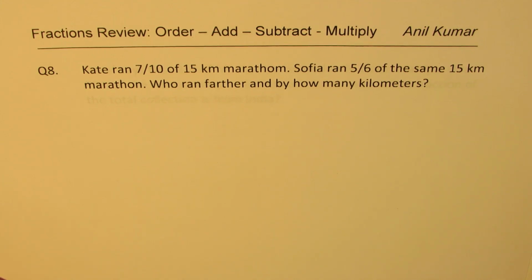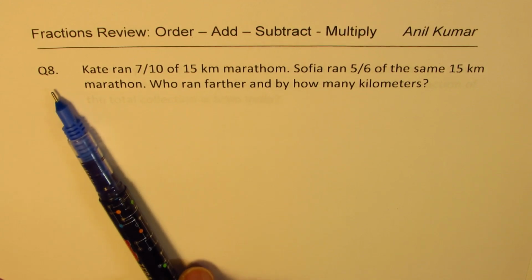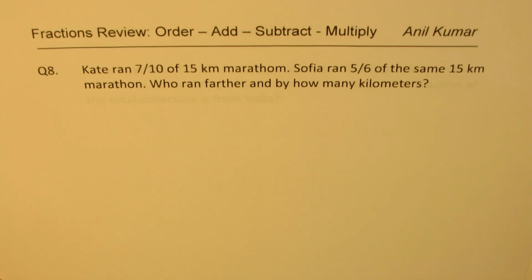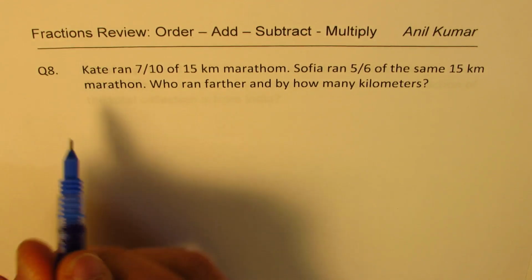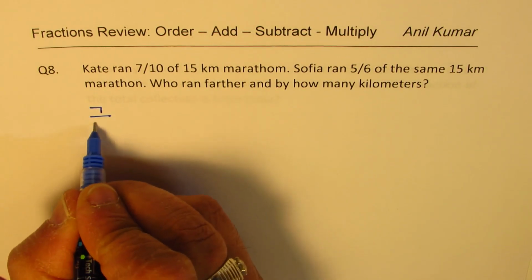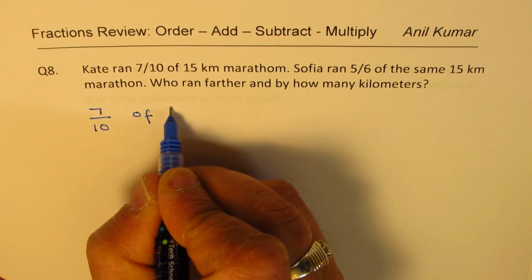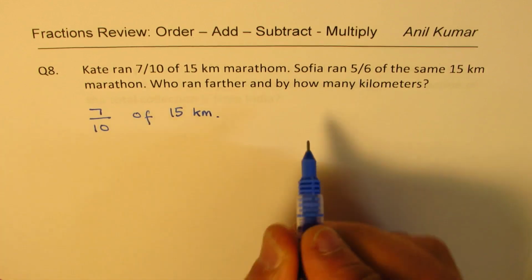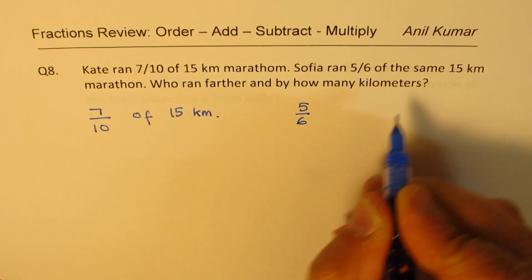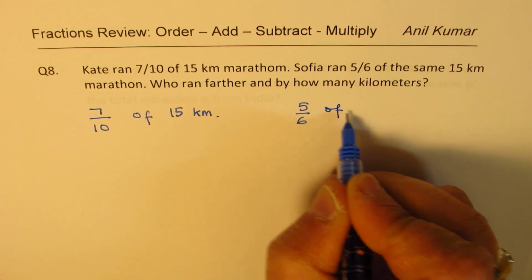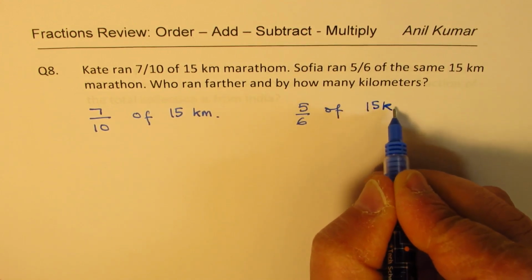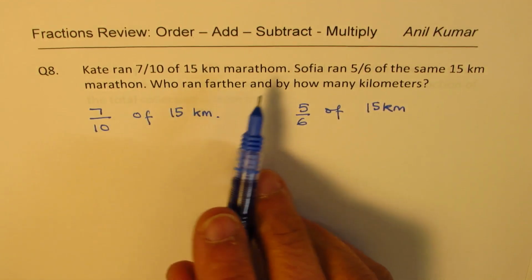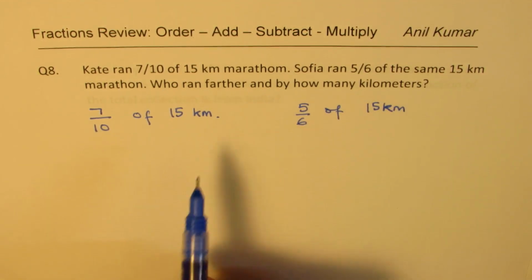Now these could be slightly difficult. Question number 8 here is, Kate ran 7/10 of 15 kilometers. Now very critical statement. We are saying 7/10 of 15 kilometers, right? Now second one is, Sophia ran 5/6 of the same 15 kilometers, right? That is what is given to us. And that's a marathon race. Who ran farther and by how many kilometers?